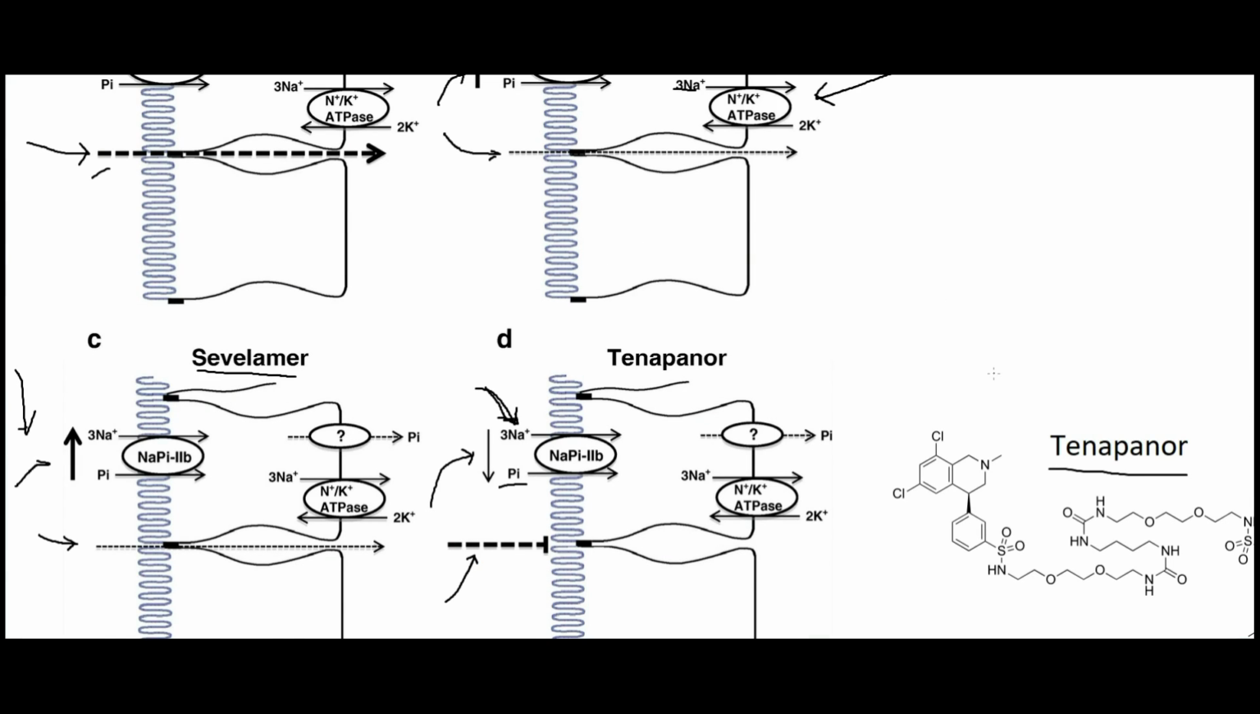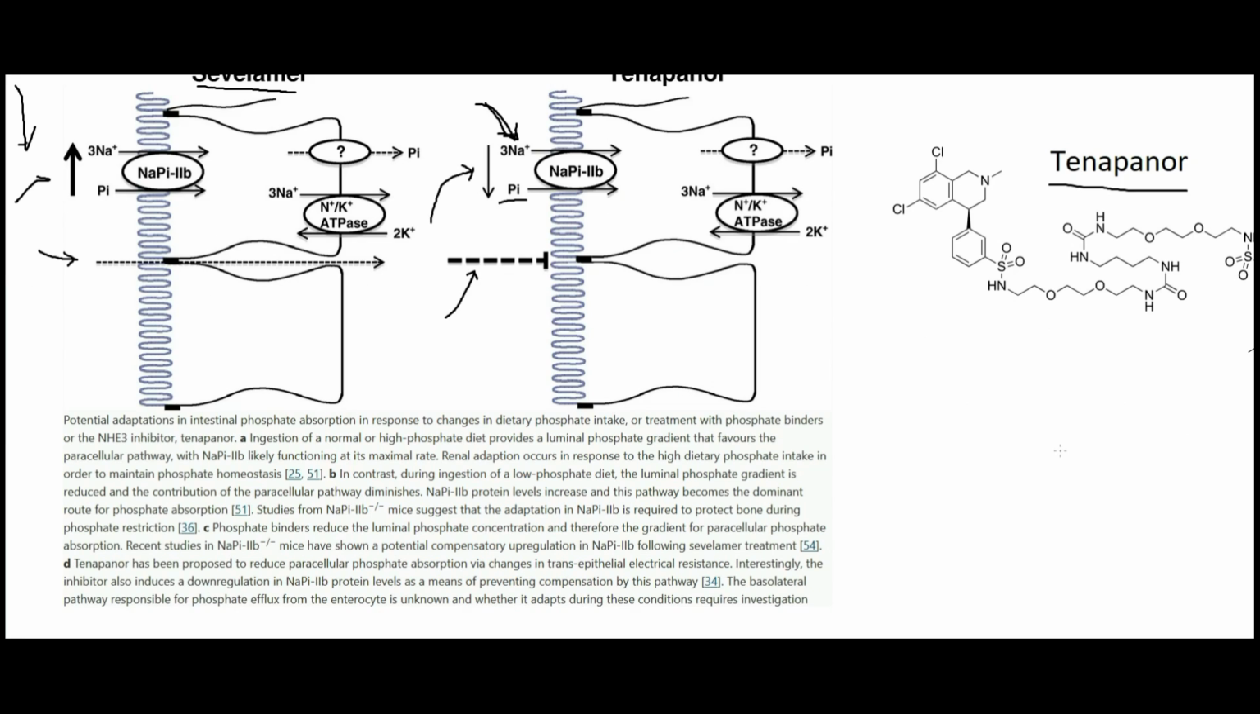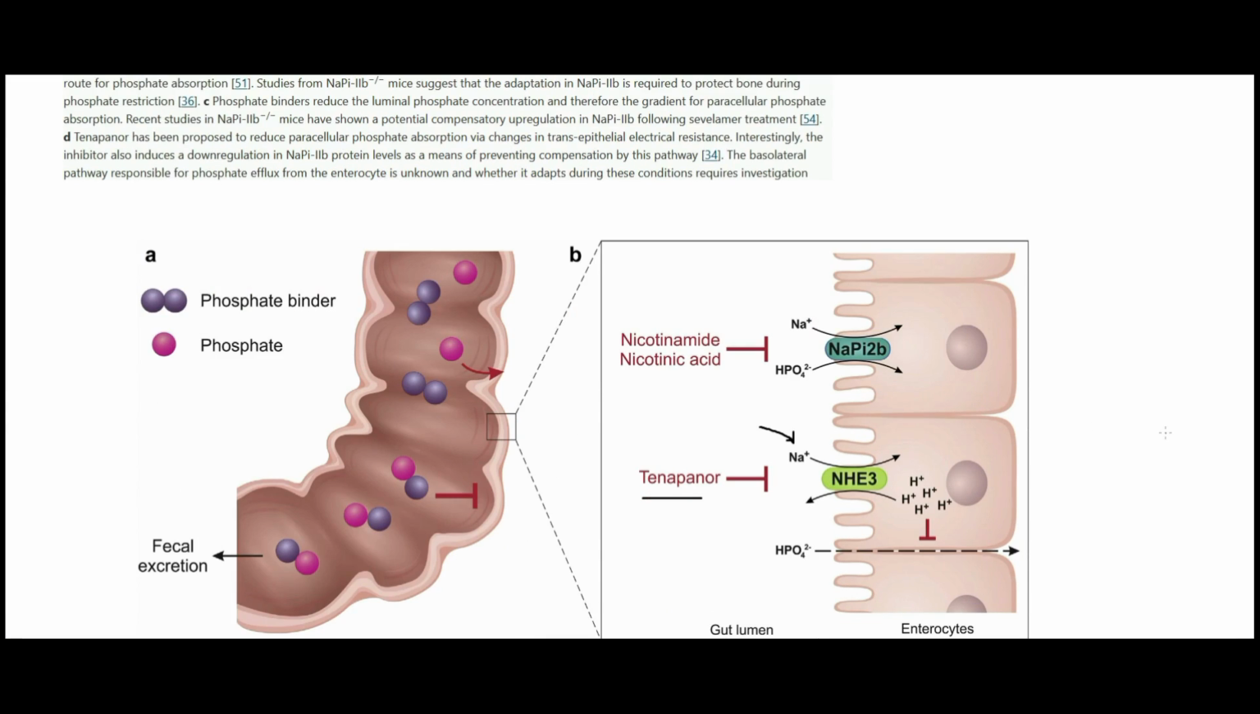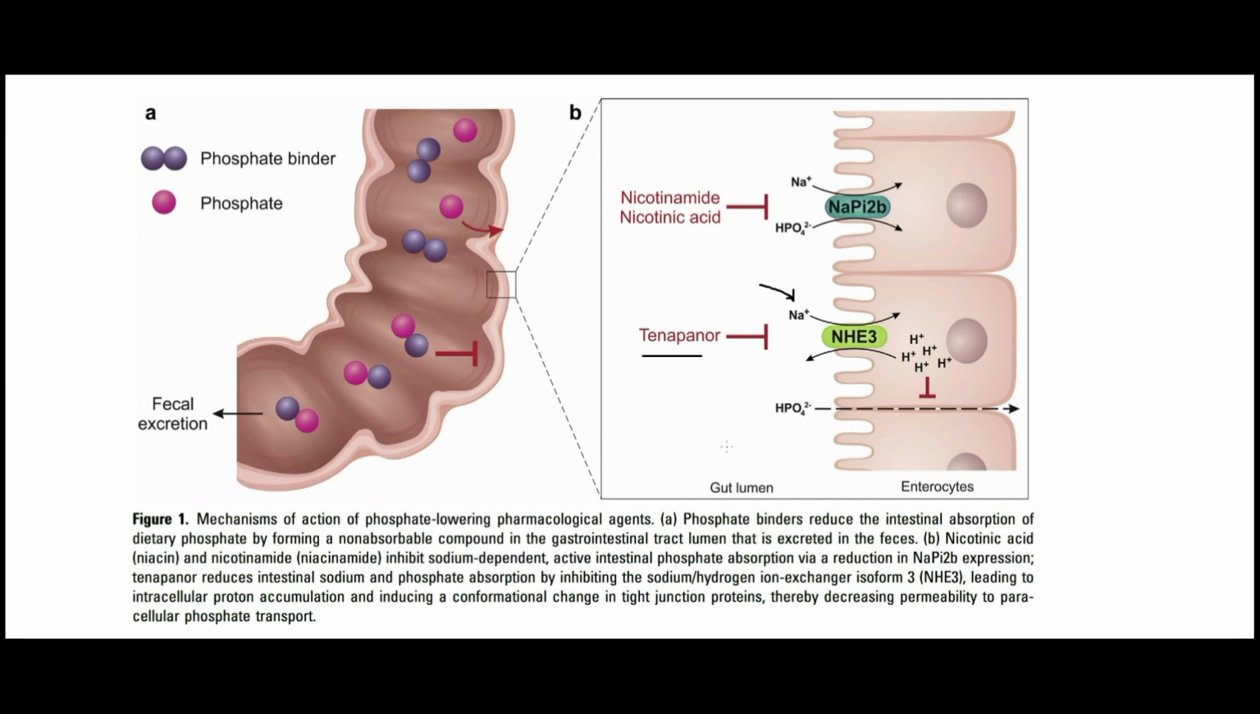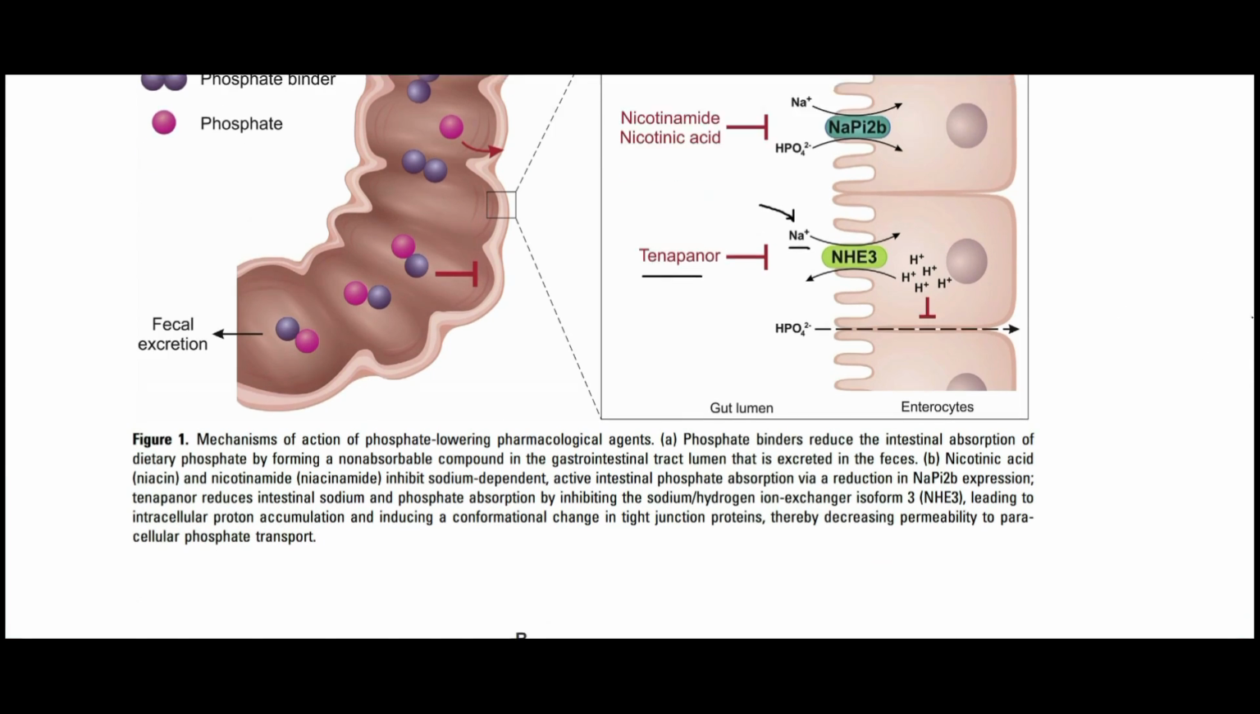Those are two inhibitors of the sodium moving into the cell. Like I said, here we have the tenapanor. It's inhibiting this NHE3, which is inhibiting the uptake of sodium into the cell, and so it's actually going to inhibit the sodium phosphate 2B transporter.